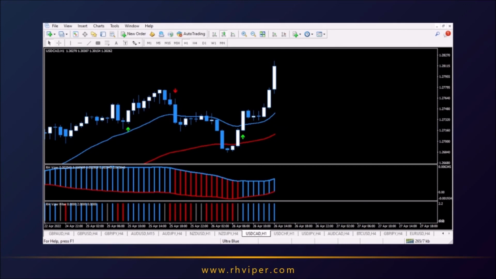And this one candle finished us off. We are out in profit. This was a really nice trade. We did not have a whole lot to be too concerned about. We did have a little bit of a pullback.